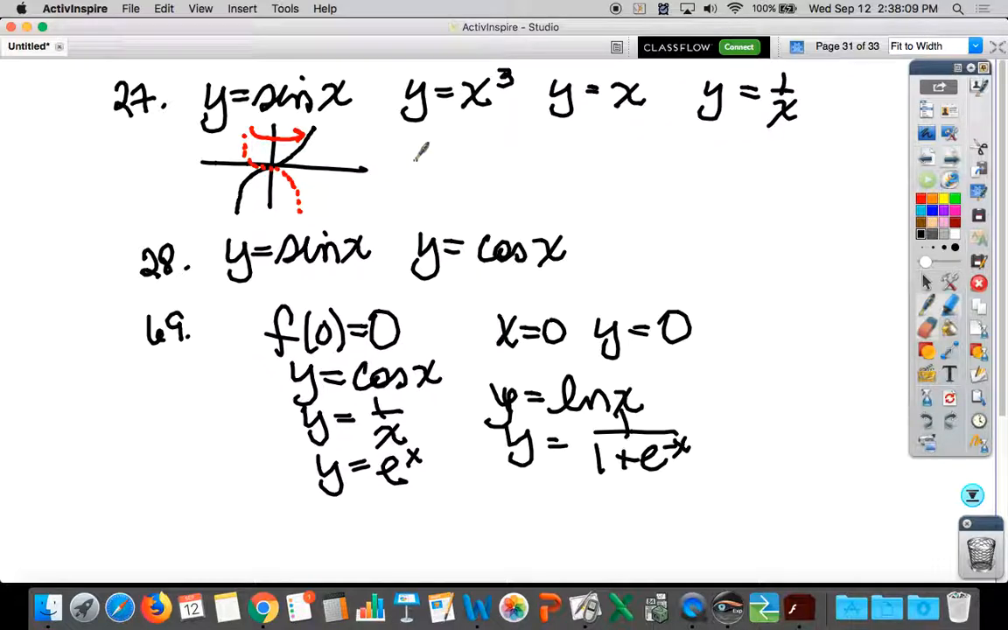I just can't picture that. Like if I'm looking at a graph, I'm not going to be able to do that. And I don't think these are going to come up again. It's not that critical. But, so y equals x.